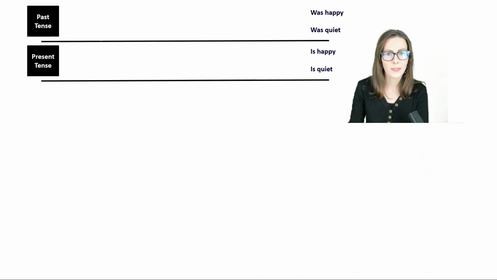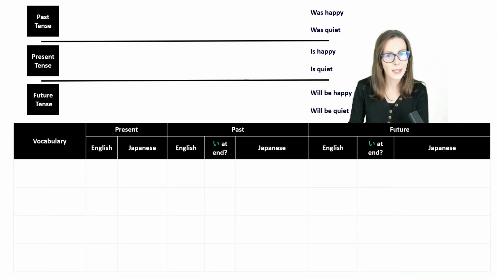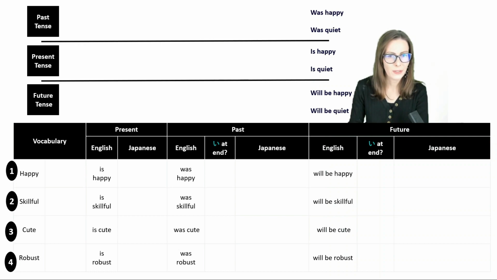Practice makes perfect, as they say, and that's exactly the scope of this video, because in this video we will practice together the past, the present, and the future. The way we will do that is by you helping me fill out this table. In this table, I prepared a set of vocabulary, which we will first translate into Japanese, then we will put them into the present, then the past, and then the future. Let me first present to you the important patterns that I want you to follow throughout this practice.